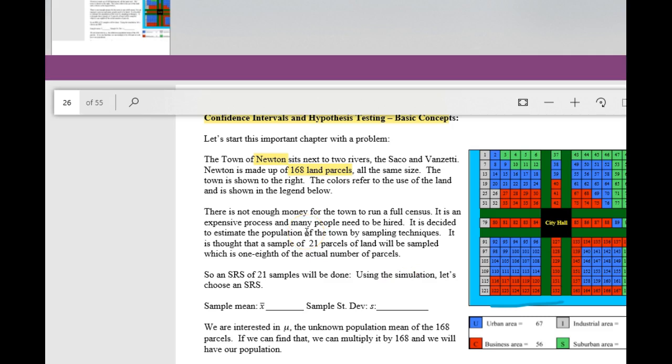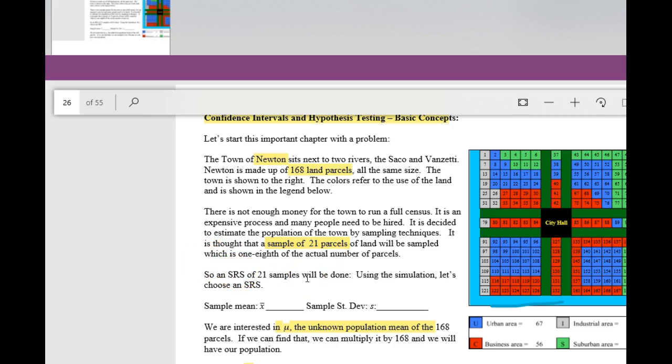And we don't have time to do a full census. We want to find out what the population is. We want to know mu, the population of the 168 parcels altogether. So since we don't have time to do that, what we can do is take a sample of 21 parcels and use that simple random sample.